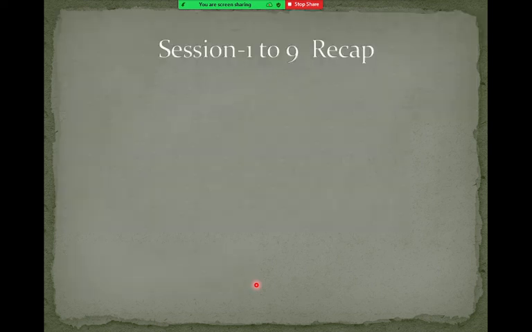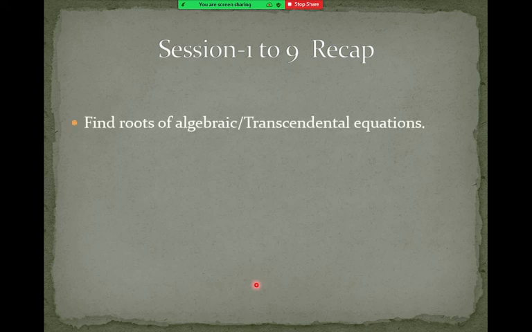So let me sum up then. If we see the recap of our first to ninth session, we started with finding the roots of algebraic and transcendental equations. To get the roots of the equation, we have three methods: bisection method, regula falsi, and Newton-Raphson. With these three methods we are getting the roots of algebraic equations. These are approximate values of a root, not exact. So that was the first unit we completed.